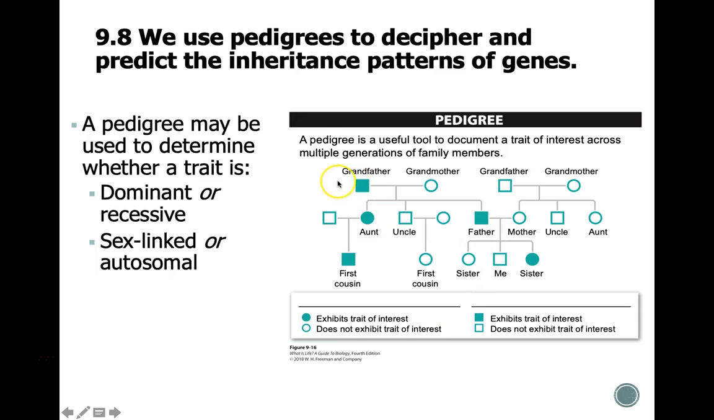And then, of course, they are also listed by generation. So up here on the top, we have the grandparent generation, the parent, aunt, and uncle generation, and then the most current generation. So we can study the patterns that we see in order to determine the inheritance pattern of our trait, whether or not it is dominant or recessive.